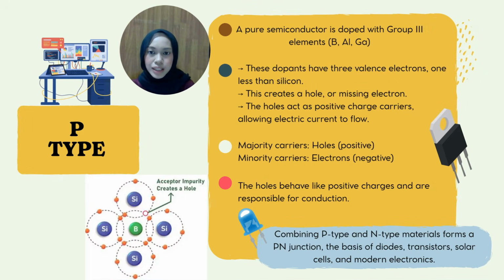The second type of extrinsic semiconductor is P-type. P-type is a pure semiconductor doped with group 3 elements, which are boron, aluminium, and gallium. These dopants have 3 valence electrons, 1 less than silicon. This creates a hole or missing electron. The holes act as positive charge carriers, allowing electric current to flow. Majority carriers in P-type are holes, which are positive, and minority carriers are electrons, which are negative. The holes behave like positive charge and are responsible for conduction. Combining P-type and N-type materials forms a P-N junction, the basis of diodes, transistors, and solar cells.